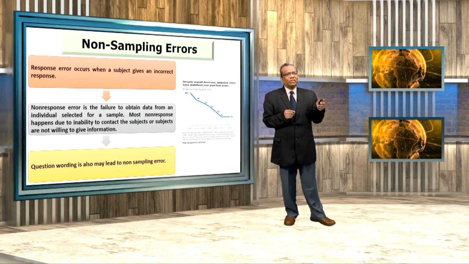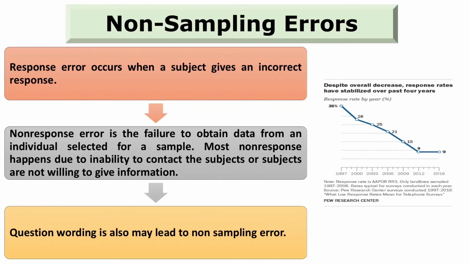Now, question wording may also lead to non-sampling errors. If the questions are drafted in such a way that they evoke emotions in the respondents and they give a positive or a negative response based on the wording of the questionnaire, it becomes a non-sampling error.